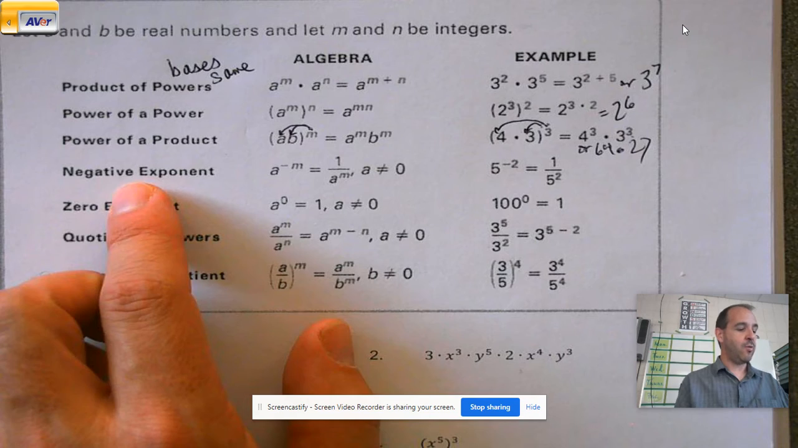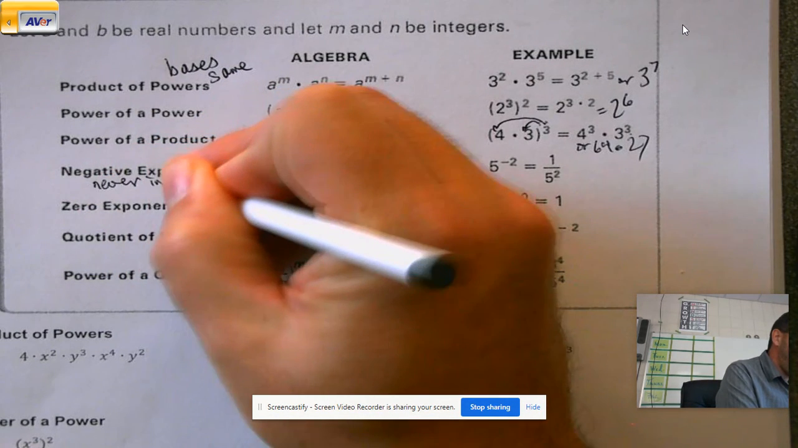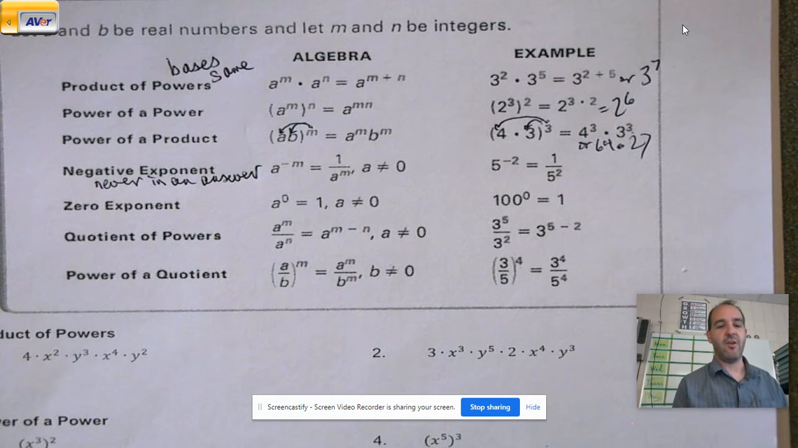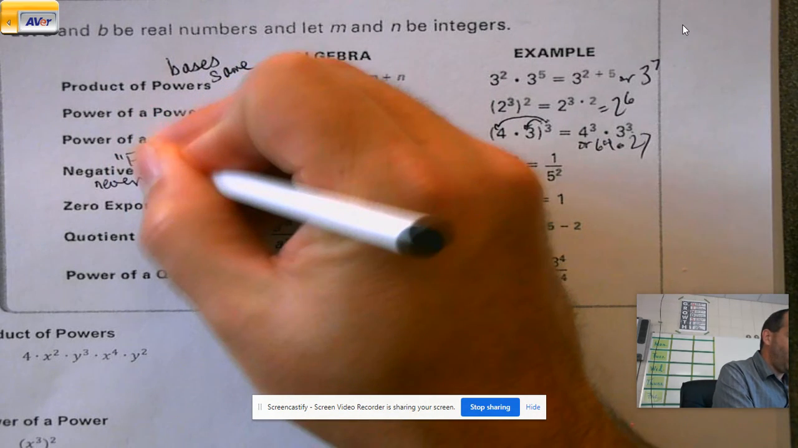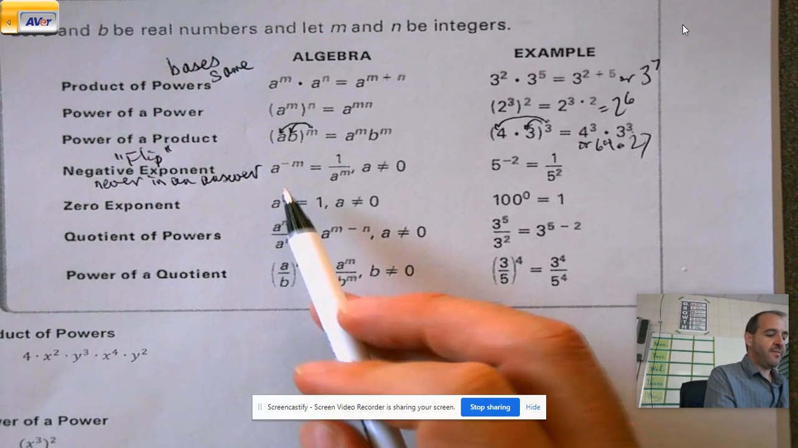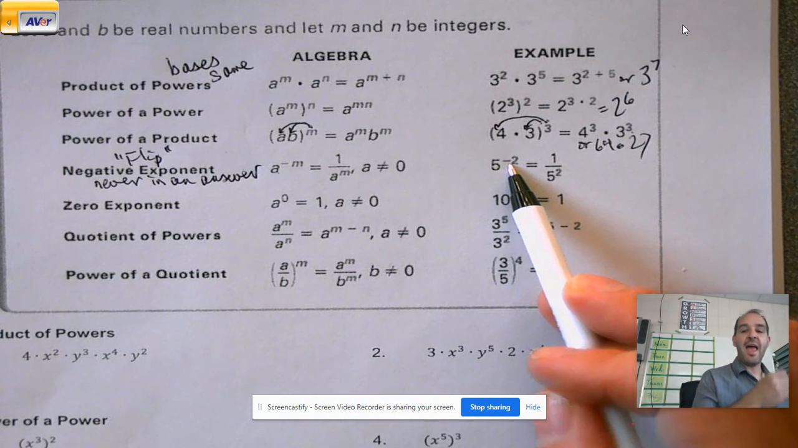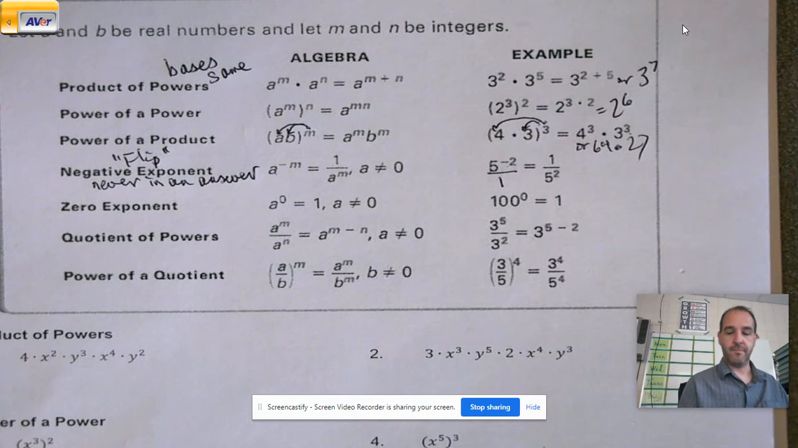Okay, negative exponents. Never in an answer. When you get to the final answer, never, never, ever going to see a negative exponent. Okay, so how do we fix that? We flip them. You're like, okay, so what do you mean? So, for instance, if I have a to the negative n, let's use 5 to the negative 2nd. Every number we have, if it's not a fraction, can be a fraction. How? I can put it over 1.